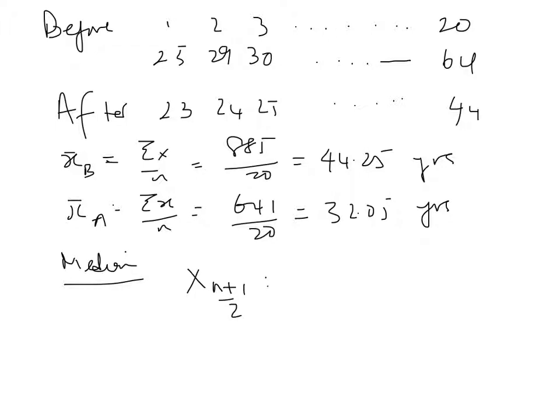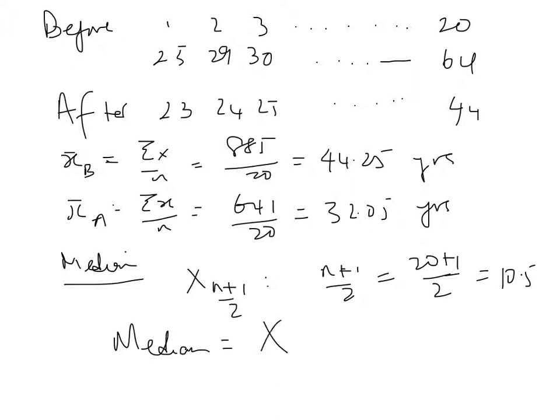But what is n plus 1? So (n plus 1) over 2 is (20 plus 1) over 2, which gives us 10.5. So the location of the median is x 10.5. That's the location. That means that if we look at the ordered values, location 1, location 2, location 3, up to location 20, then we're looking for 10.5 somewhere in here.